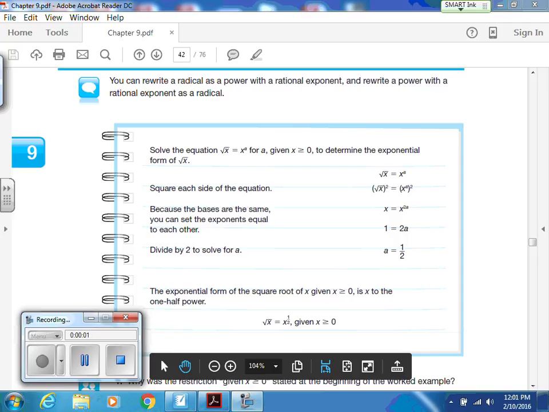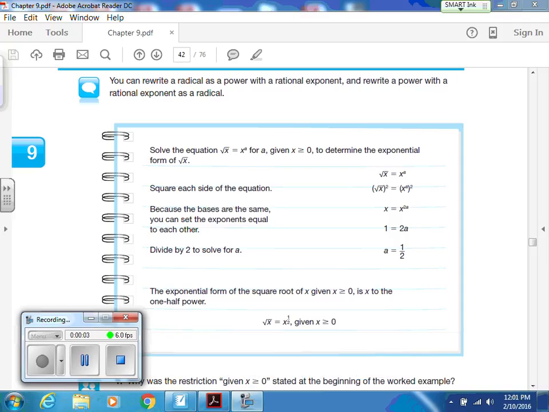We're going to work on changing radicals to fractional exponents, and we're going to extract roots. It sounds like something that you would do at a dentist's office, but we're going to do it here, okay?